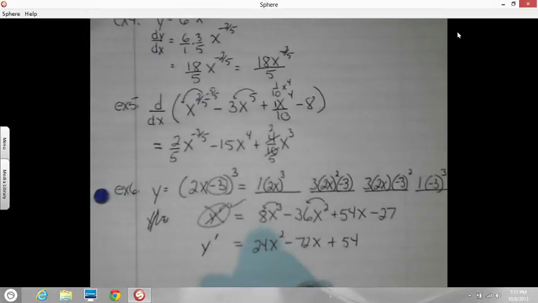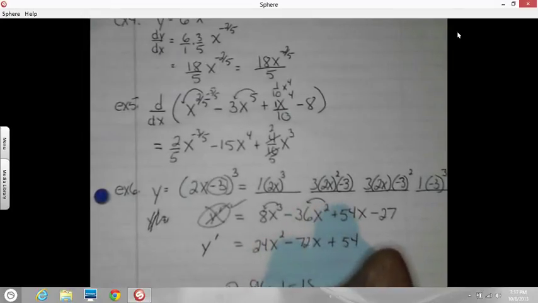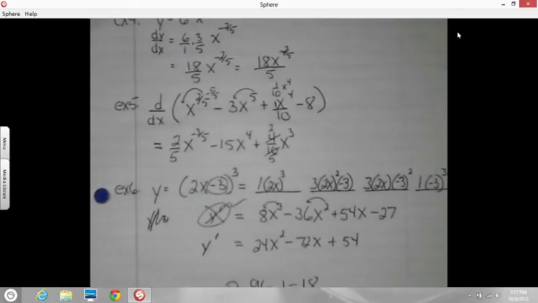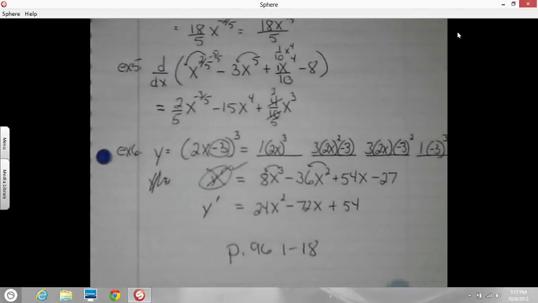You're going to have an easy day in class tomorrow. Page 96. It's going to be 1 through 18, where we're just practicing this little shortcut rule. So, all right, that's it.